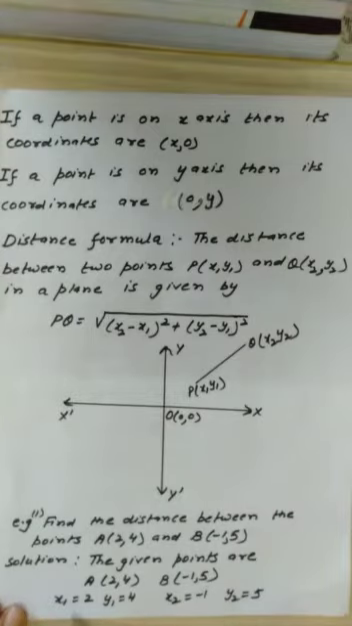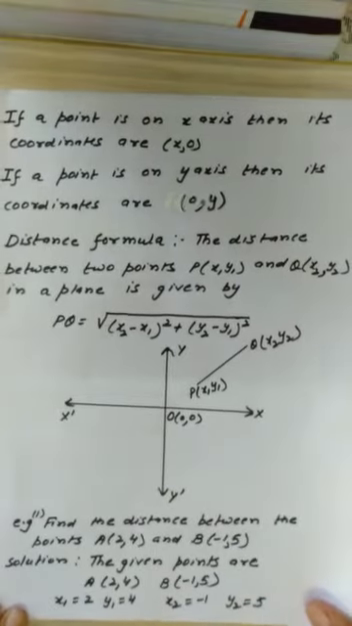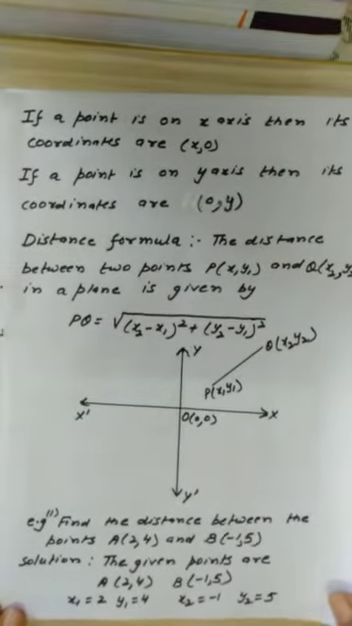So what is the value of x1? x1 is 2. The first point is represented with x1, y1 and the second point is represented with x2, y2. So what is x1? It is 2. What is y1? It is 4. What is x2? It is minus 1. And what is y2? It is 5. So we'll find the distance between these points.